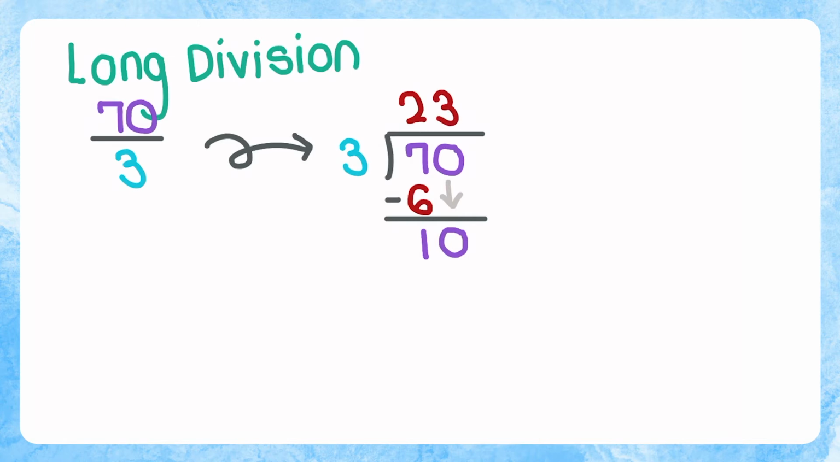So I'm going to put 3 up here. 3 times 3 is 9, and 10 minus 9 is 1. So I get that my quotient is 23 with a remainder of 1, or 23 and 1/3.